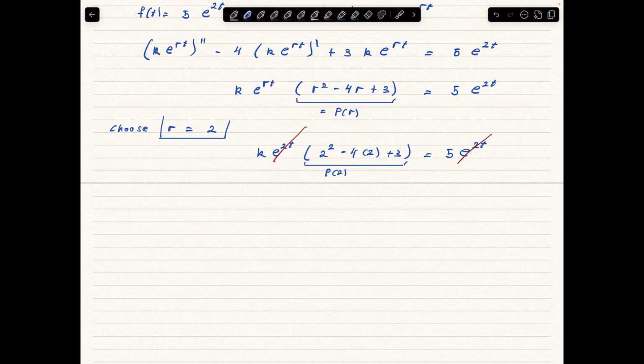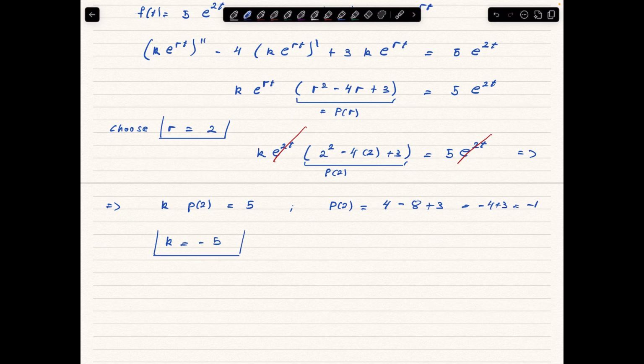So now what do we have? We have k, the characteristic polynomial at 2, has to be equal to 5. So what is the characteristic polynomial at 2? Well, it is what we have here, 4 minus 8 plus 3. So you see, we end up with minus 4 plus 3, so it's negative 1. So that is what k is. We found k. K is negative 5.